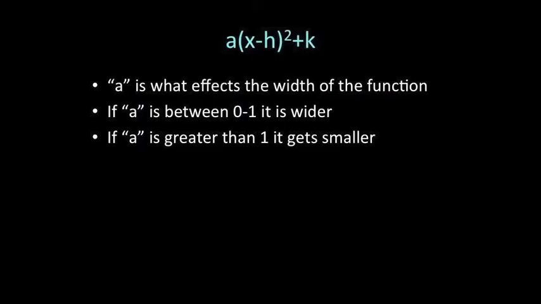This is the function of the vertex form, and you can see that it is a(x minus h) squared plus k, where a is what affects the width of the function. If a is between 0 and 1, it gets wider, and if a is greater than 1, it gets smaller.